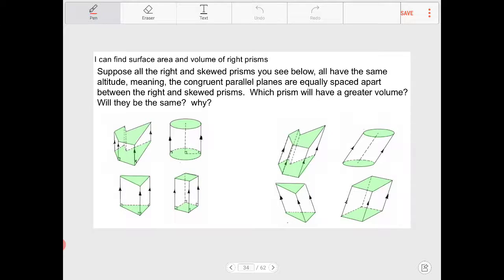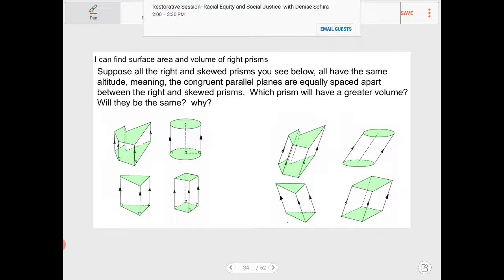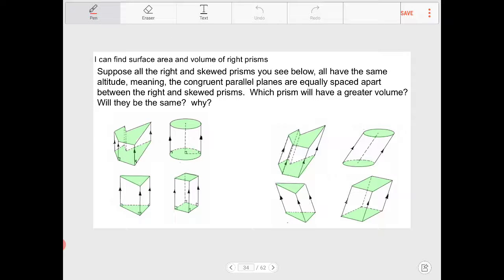Now, suppose the right and skewed prisms shown below all have the same altitude, meaning congruent parallel planes are equally spaced apart between the right and skewed prisms. Which prism will have a greater volume? Will they have the same volume, and why? So what am I saying here? I'm saying that the height here is in fact the same as the height of this one.